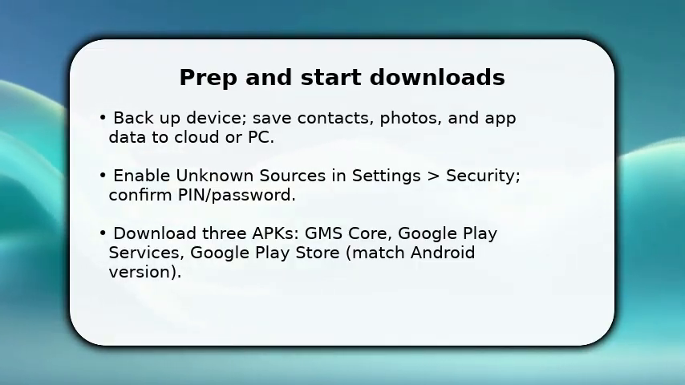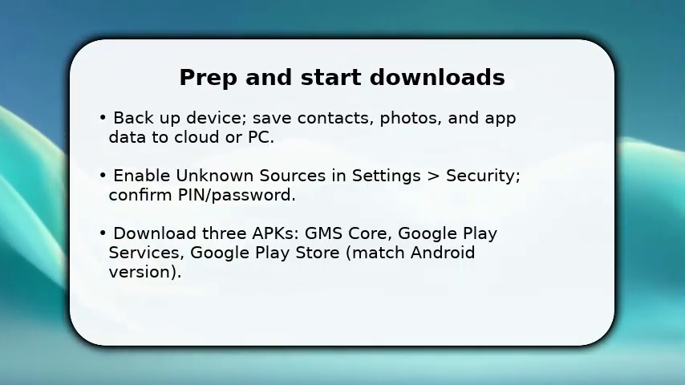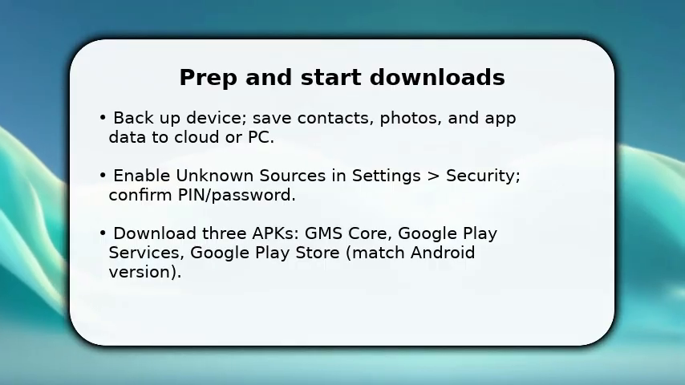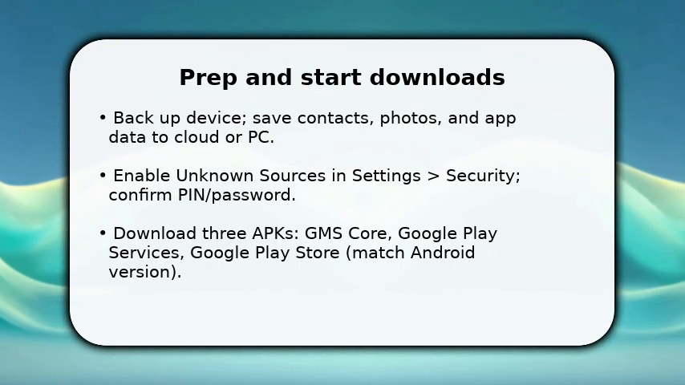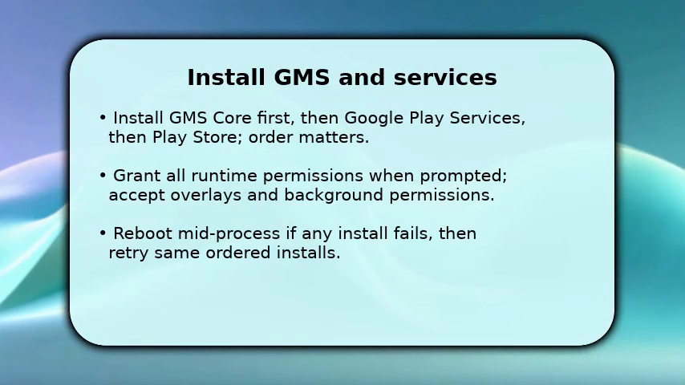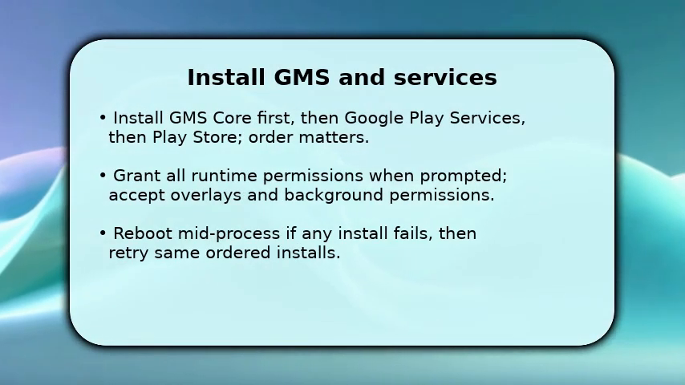Next, download 3 APKs that match your EMUI/Android build: GMS Core, Google Play Services, and the Play Store. Make sure file names match versions for your device. Mismatches cause crashes. Now install in the correct sequence so services register properly.